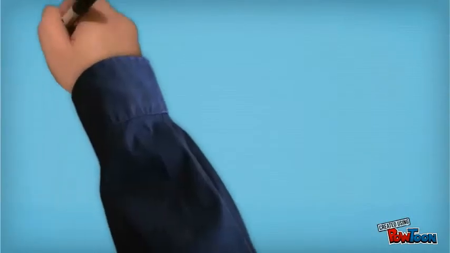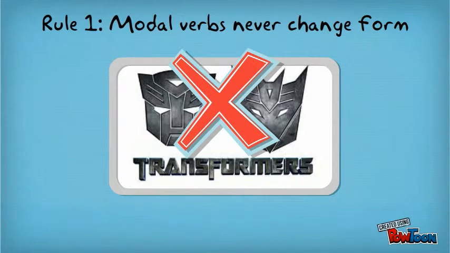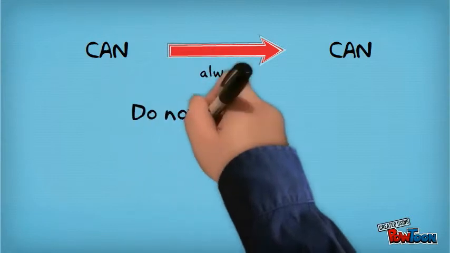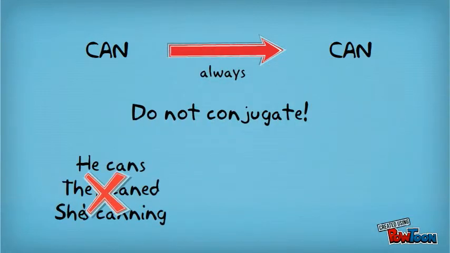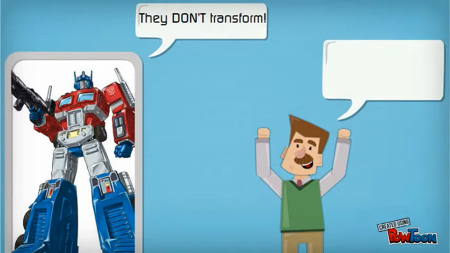Rule number 1, modals never change form. You do not conjugate modal verbs. They always stay the way they are. So for example, can is always can. It doesn't change to cans, it doesn't change to canned, it doesn't change to canning, for example. Would is always would. Wouldn't change into woods or wooded or something else like that.